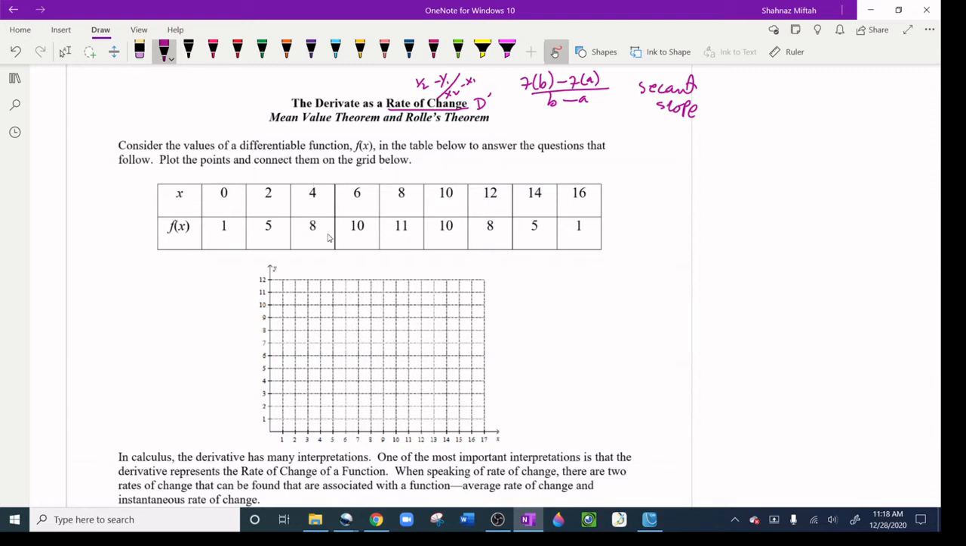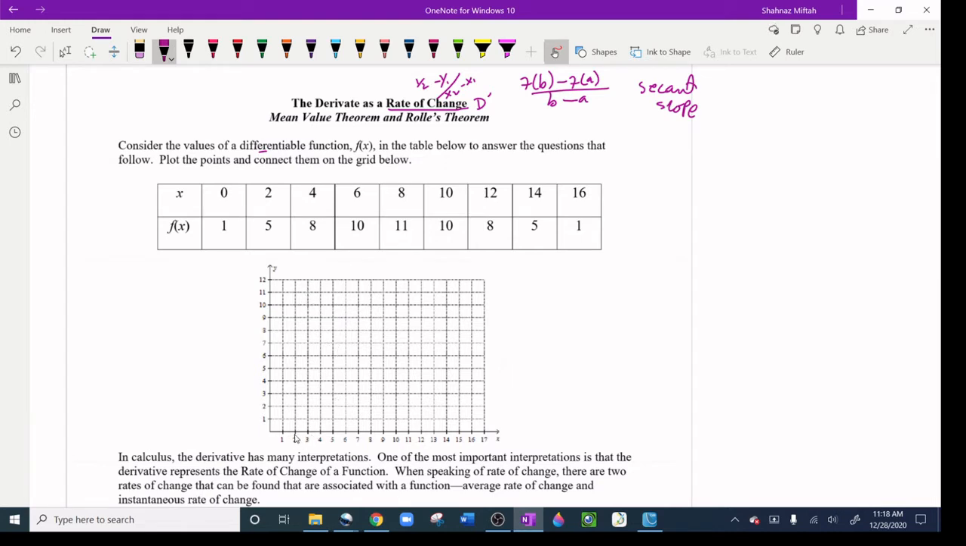Differentiable function means we can take a derivative of this. Or you can say we are going to find the limit of the derivative from the left and the limit from the right, and if they are the same, it's differentiable. But we already know they are telling us it's differentiable. So let's graph them, plot the points.